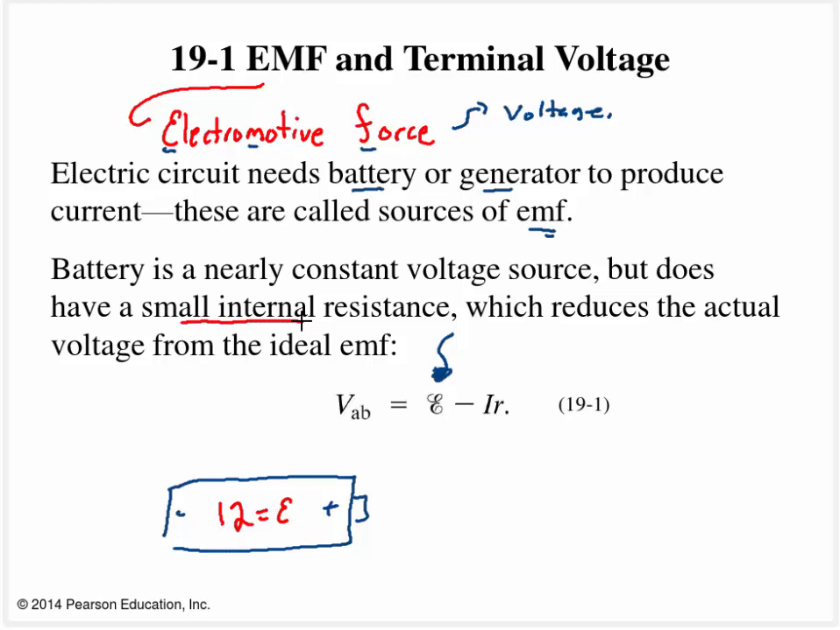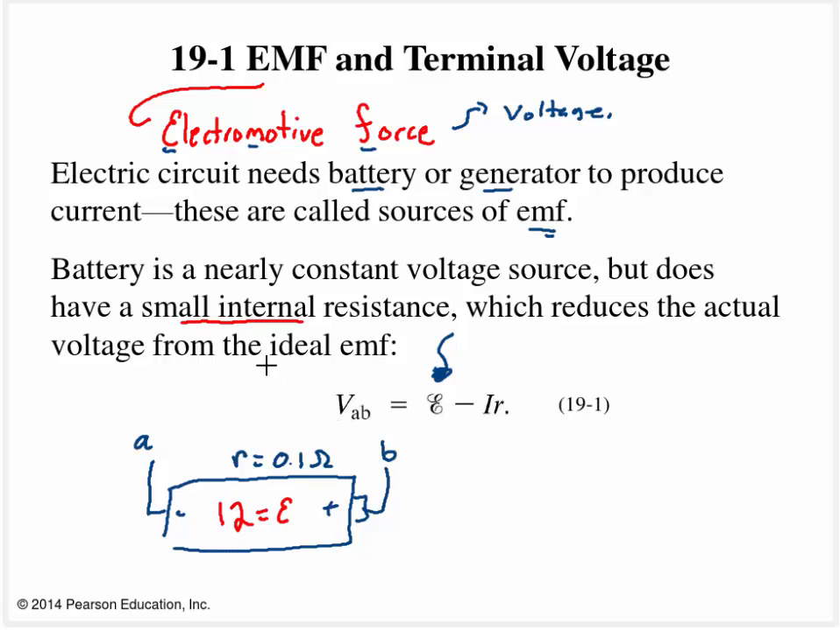However, batteries are going to have some small internal resistance. So if I wanted to hook up something to it and measure the voltage between A and B, I have to take into account the fact that this battery has some tiny internal resistance, which, let's say, is 0.1 ohms.